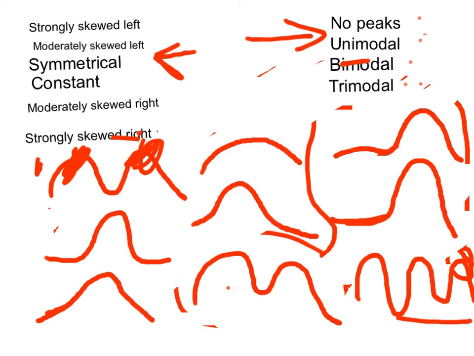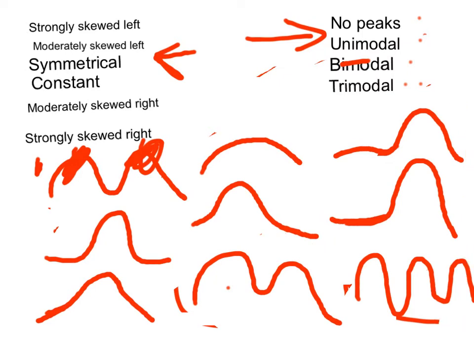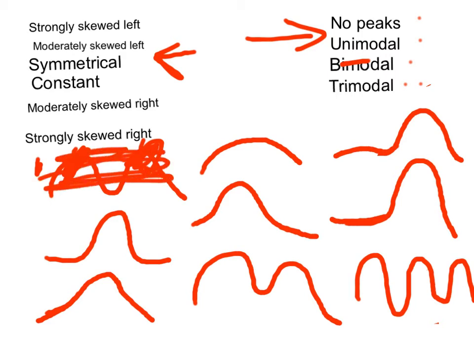Okay, so now that we've got the peaks out of the way, we'll move on to the skewness. Now we can figure out this one because this one doesn't have any skewness. Now, this one right here was the unimodal, and let me fix this.